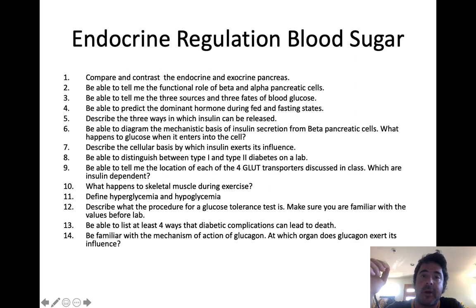Today we're going to be talking about the endocrine regulation of blood glucose, or blood sugar, and we're going to draw a focal point to diabetes, specifically diabetes mellitus.